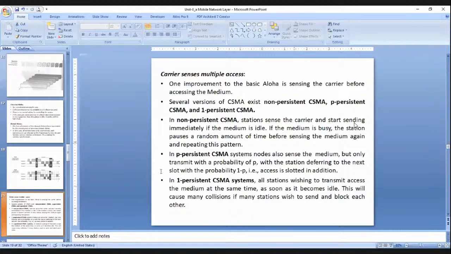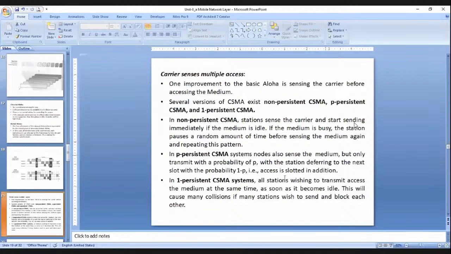And if you go for P-persistent, the nodes also sense the media. So here the stations are sensing the carrier, and also the nodes which exist in the media can sense, but only transmit with a probability of P. So you need to transmit the data with some probability calculation. So probability would be involved here, with the station deferring to the next slot with a probability of 1 minus P.